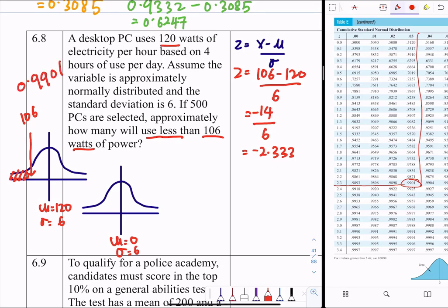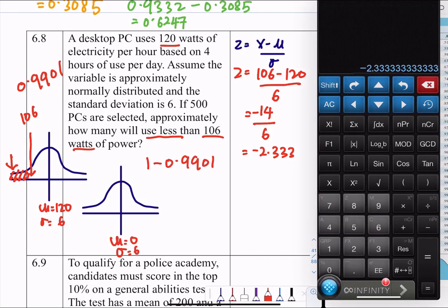0.9901. But that's not the real area because it is more than 0.5. This area logically is less than 0.5. Then we need to subtract from 1. So 1 minus 0.9901 equals 0.0099. The area will be 0.0099.